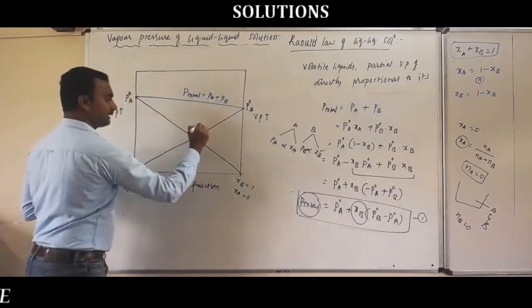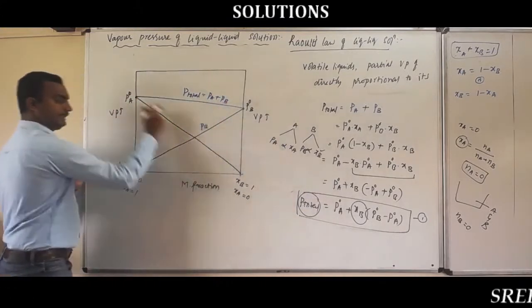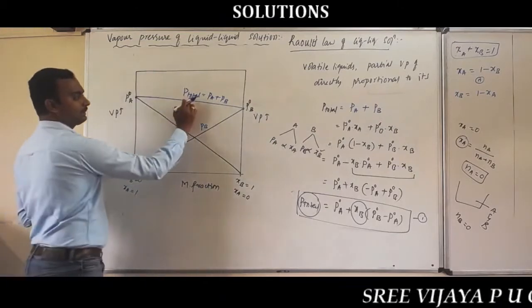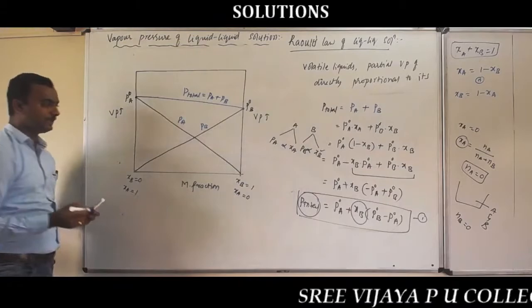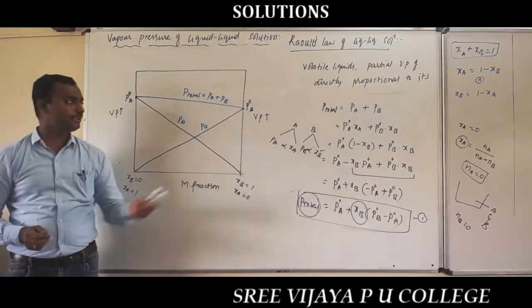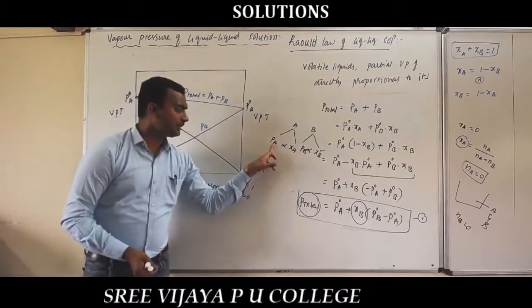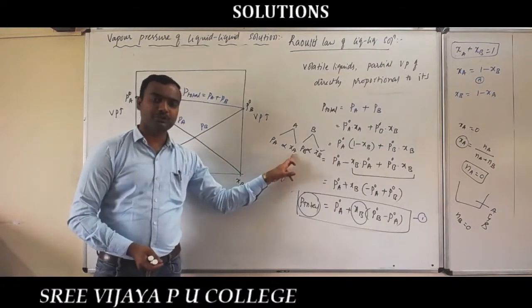What variation is coming here? That is the PB variation. What variation is this line showing? When we add PA plus PB, you get P total. P total is equal to PA plus PB. That is the graphical representation of Raoult's law. It is based on the partial pressure of a component being directly proportional to its mole fraction.